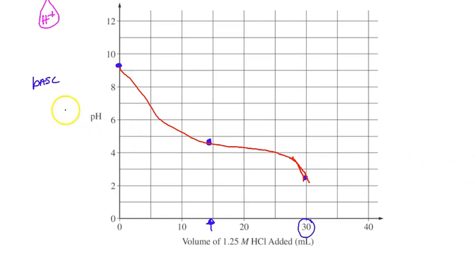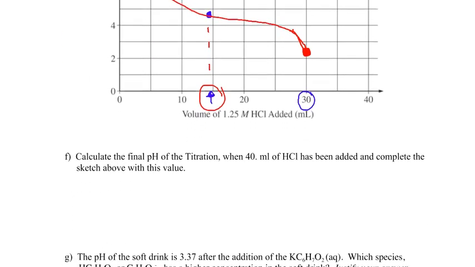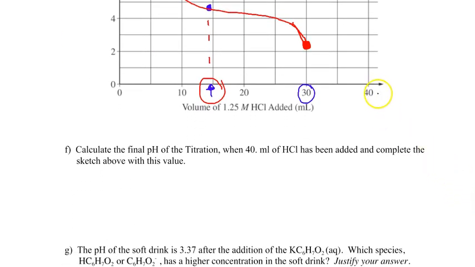Pretty simple, but I'm using my understanding of the half equivalence point, and I had to start with what? I had to know if this is my equivalence, then this point goes through half that value. Okay, very important that you get that. Not hard. All right. A more difficult question is, what's the final pH? And then complete the sketch.